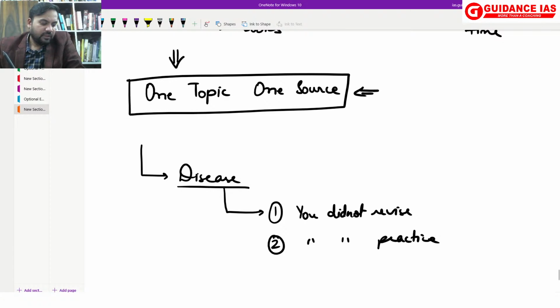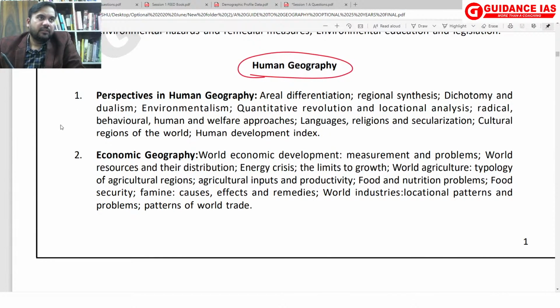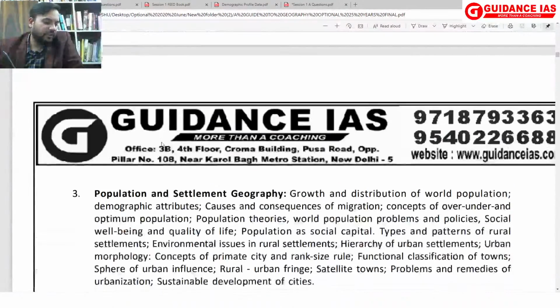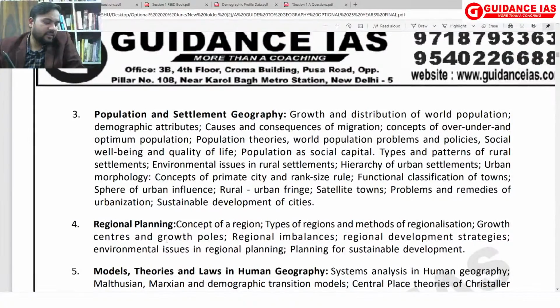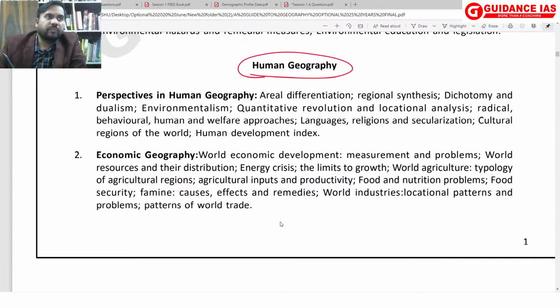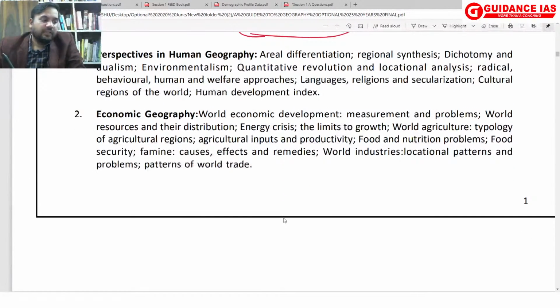As you know, human geography, first we are taking up perspectives in human geography, economic geography, population settlement geography, regional planning, models, theories and laws in human geography. These are the 5 topics which are mentioned in human geography. Now, human geography is very important. It is needless to say that human geography is very important.